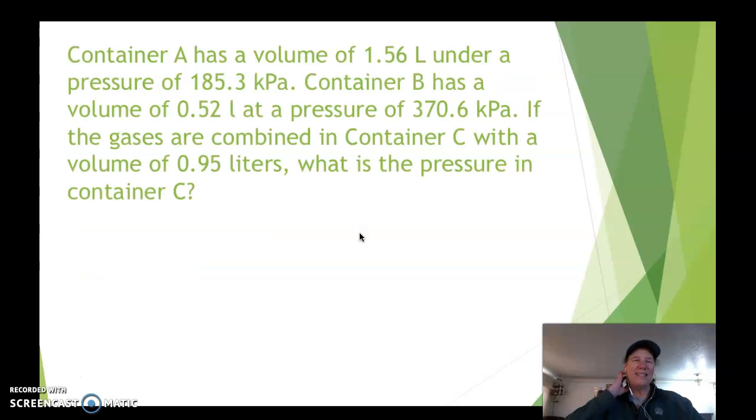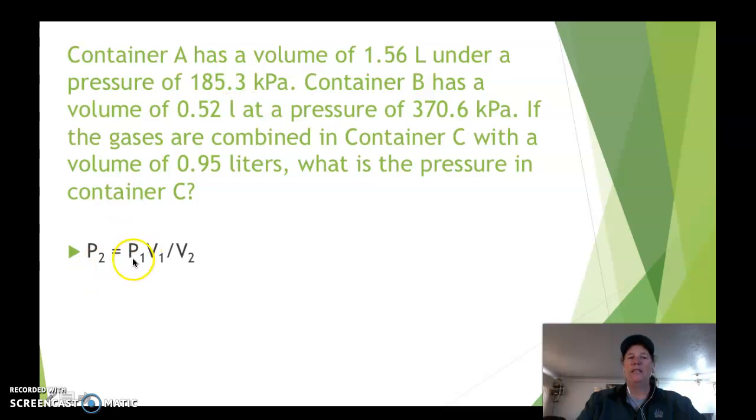And remember, oh, this is a Dalton's pressure one. You know what? I didn't show you any of these. But remember, when you're talking about pressure, it's just adding all of them together. Let me show you how to do this. I would find the pressure for each one. So container A has a volume of 1.56 under a pressure of 185.3, so I would multiply those two. Now for my volume, because I'm going to put them all in one container, I would just add all these volumes together from A, B, and C. The new container is going to have a volume of 90.95 liters.